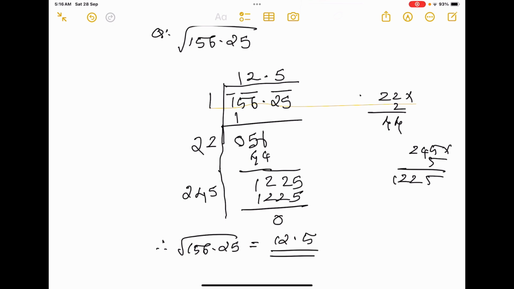Then another question is root of 156.25. So group the number before the decimal, that is the whole number part, from right to left, that is from the one's place to the left. That is 56 as one group and 1 as another group.